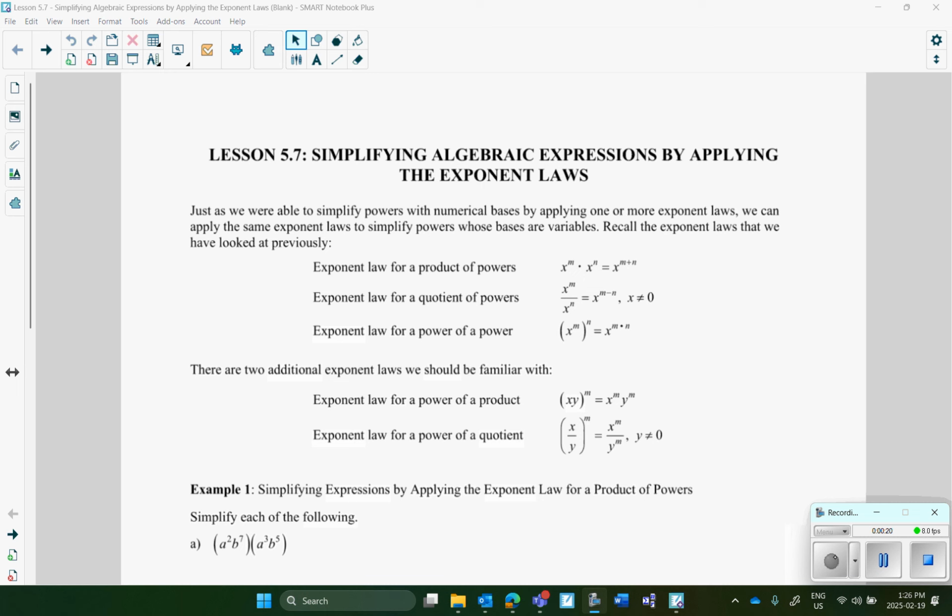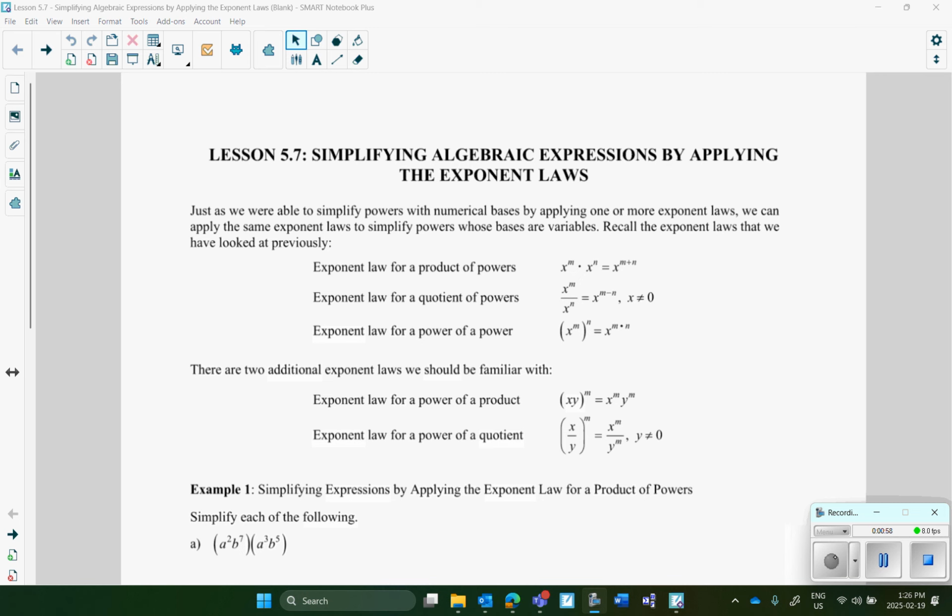We're going back to those 3 exponent laws we learned back in unit 4. If you multiply 2 powers with the same base, remember what you did with the exponents? If you multiply, what do you do with the exponents? Add them. If you divide 2 powers with the same base, subtract. If you take 1 power to another, you multiply. We're going to do the same thing, except remember in unit 4, the bases were all numbers. Here, the bases are all going to be letters.